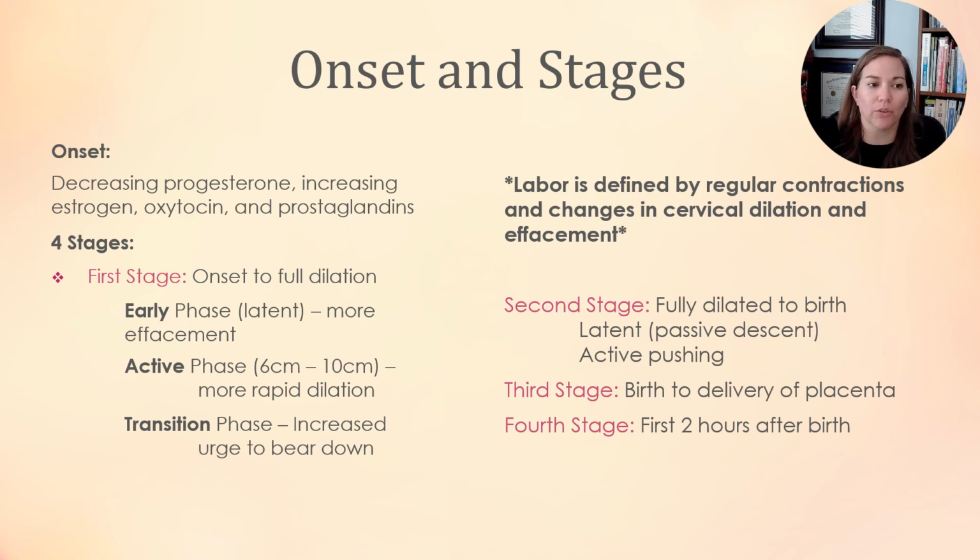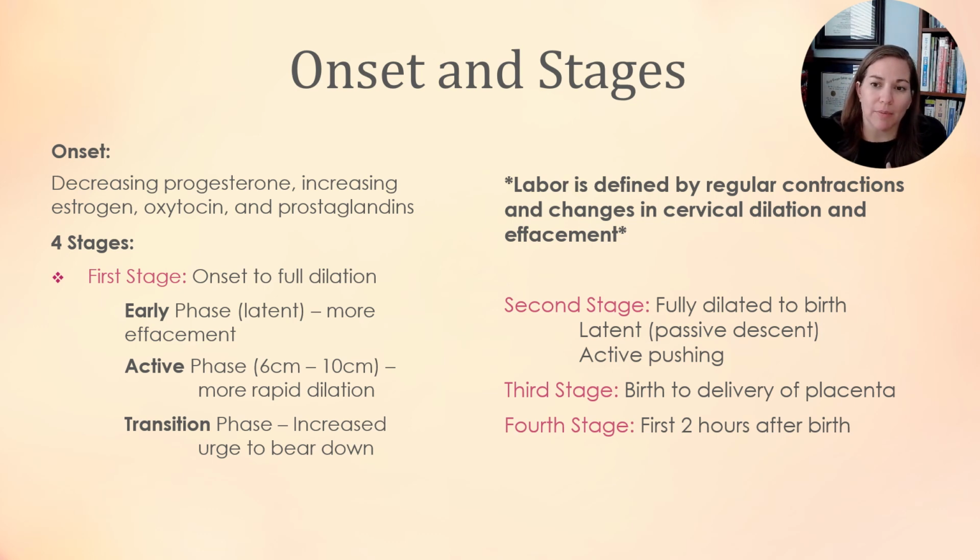So we're going to go over each of these stages, but each of them has some unique considerations. Labor begins because of hormone signals going on. Progesterone decreases, estrogen increases, oxytocin and prostaglandins all increasing. So those are the main medications we give to induce labor: oxytocin and prostaglandins.